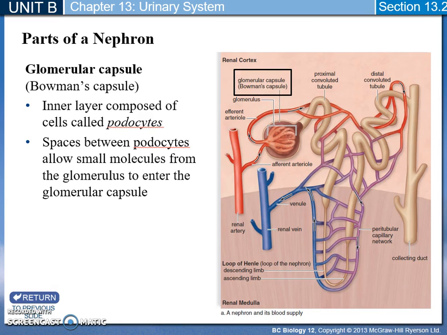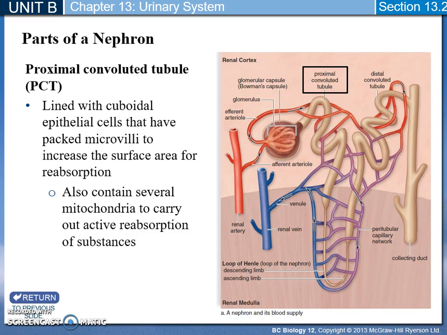The glomerular capsule was formerly known as the Bowman's capsule. We're trying to get away from proper names for things and refer to them by names that have a little bit more meaning. The glomerular capsule has an inner layer which is composed of cells called podocytes. The spaces between the podocytes allow small molecules from the glomerulus to enter the glomerular capsule. And again, you can see that labeled on the diagram there.